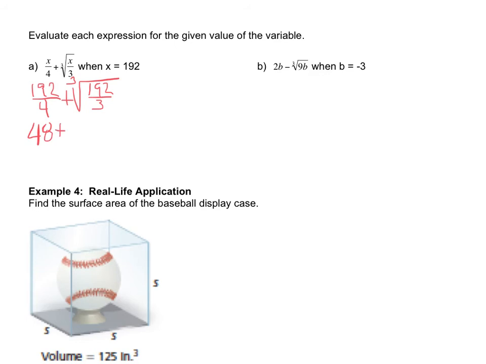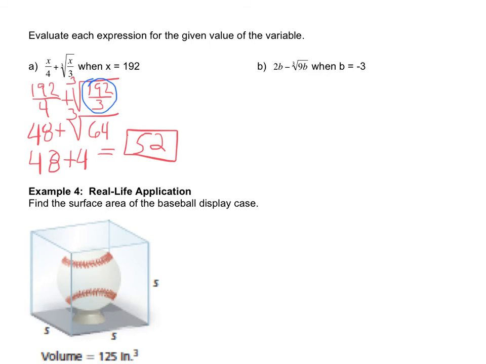Then I can look at this next number. My radicand under here also divides nice and evenly. So I want to use that. If I do that, I get the cube root of 64. Now we know that that's a perfect cube, so now I can just do the perfect cube, and then I can add those two numbers together to get 52.